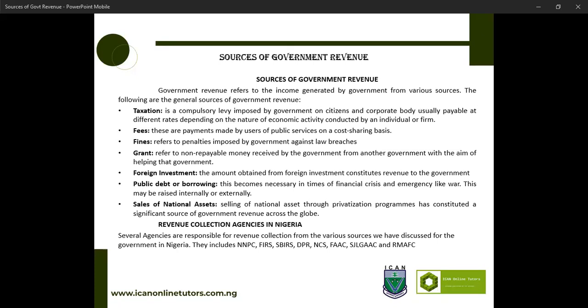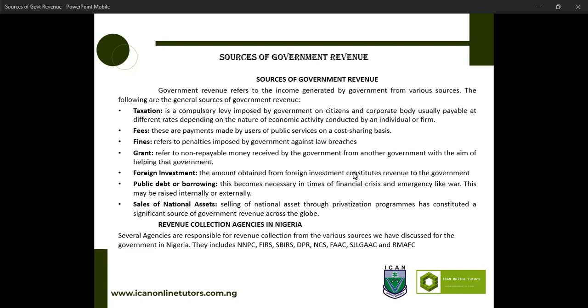We have grants. Grants refer to non-repayable money received by the government from another government, with the aim of helping that government. This usually comes in cases when a country is facing crises, floods or other emergency challenges. So this kind of aid will be granted to governments that are in need, and this also forms part of the main sources of government revenue.